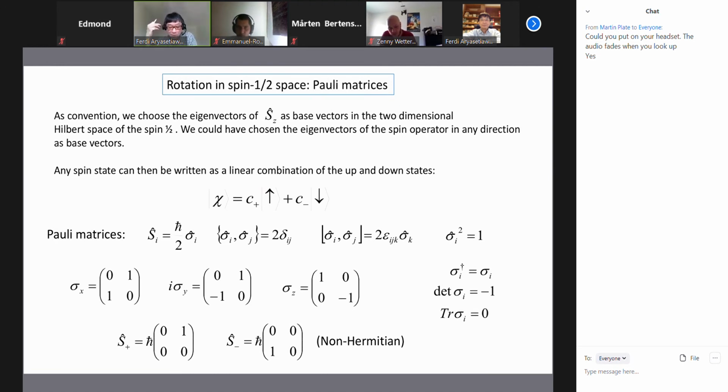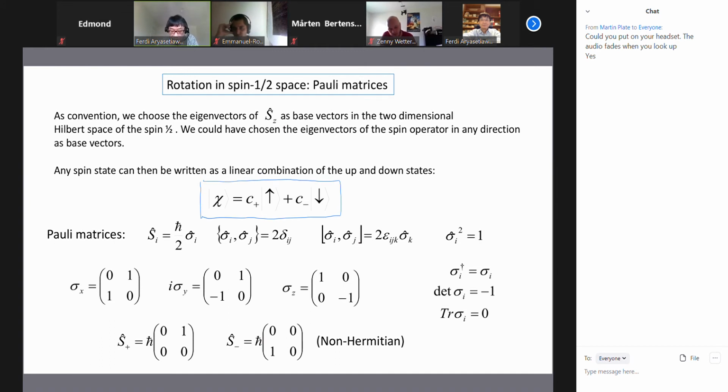Okay, so we start with rotation in spin half space. And we have the Pauli matrices. As a convention, as usual, we choose the eigenvectors of Sz as our basis vectors. So we have up and down states that span the two-dimensional space. Then any spin state can be written as a linear combination of up and down states, like so.